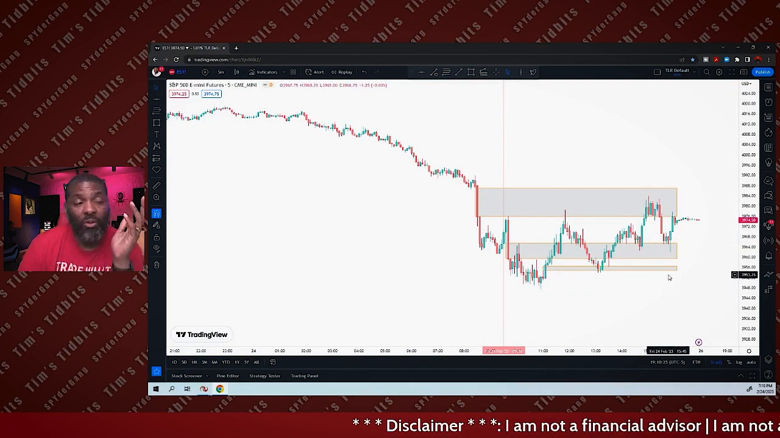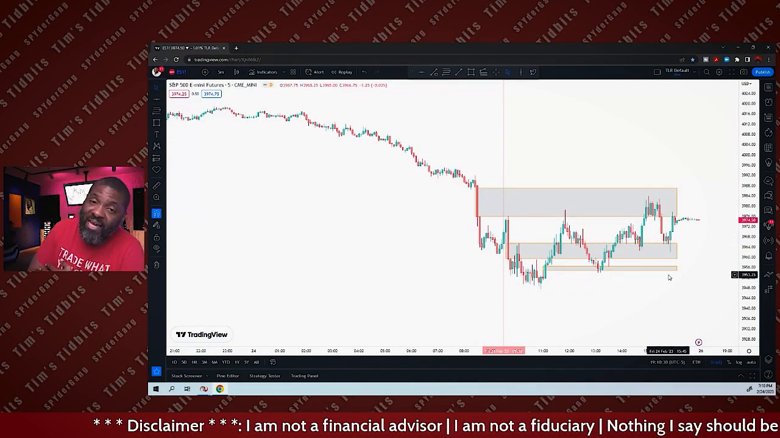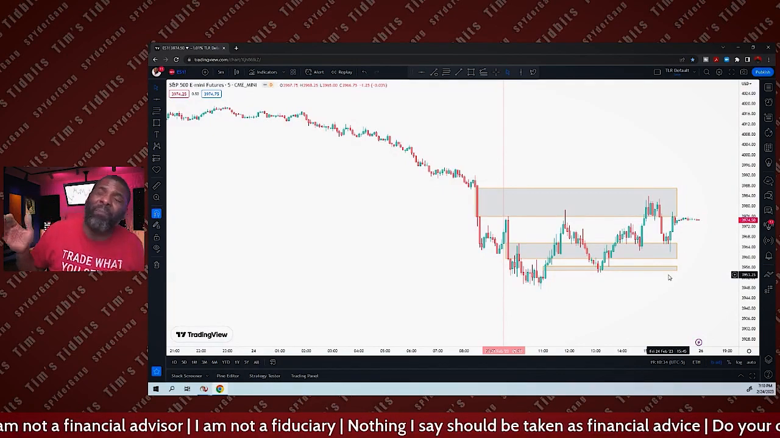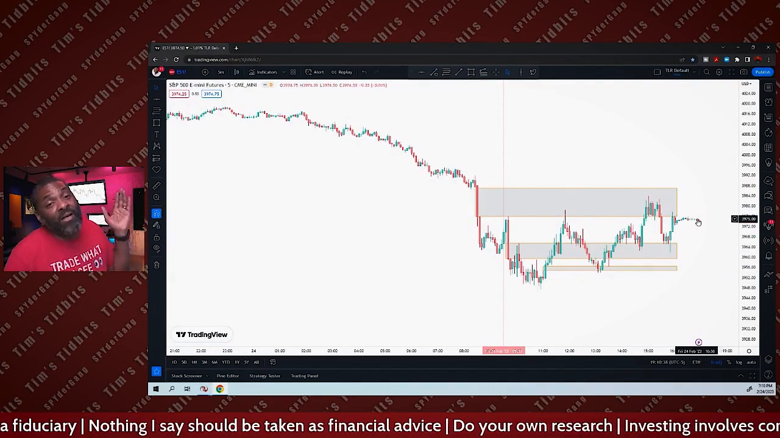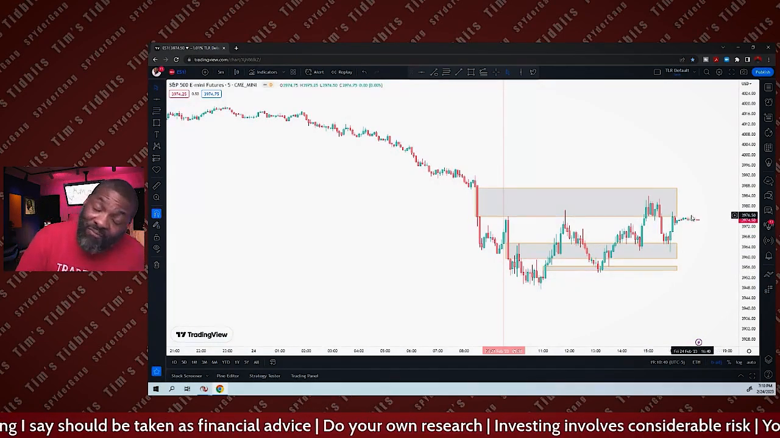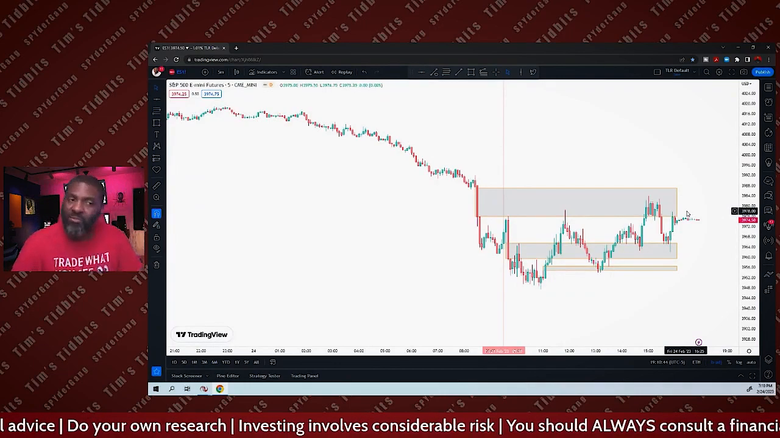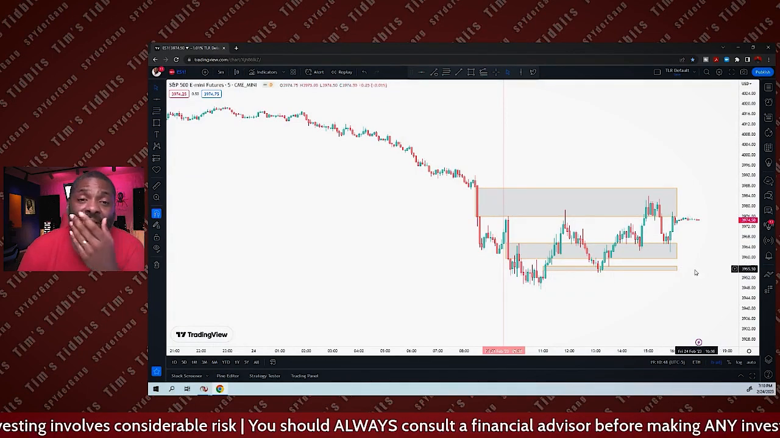So when you see the SMT divergence or you don't see the SMT divergence, you wait for the market to give you the pay. Now, I still haven't talked about entering. I still ain't said nothing about a fair value gap. Still ain't said nothing about an order block. Now you got the pay. Now that you got the pay, what do I do?